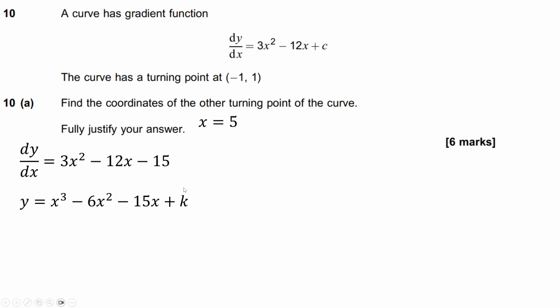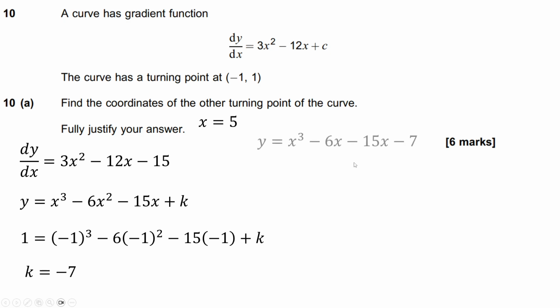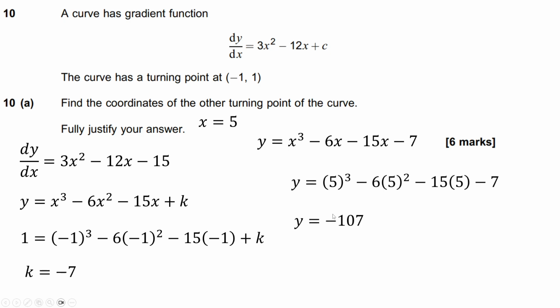Anyway, so when x equals minus 1, we know that y equals 1. That's just some random point on the curve. So plug that in to get what k equals. It's minus 7. Plug that back into there to get this. And then when x equals 5, what does y equal? Put this into your calculator, you get minus 107, and that's your turning point.